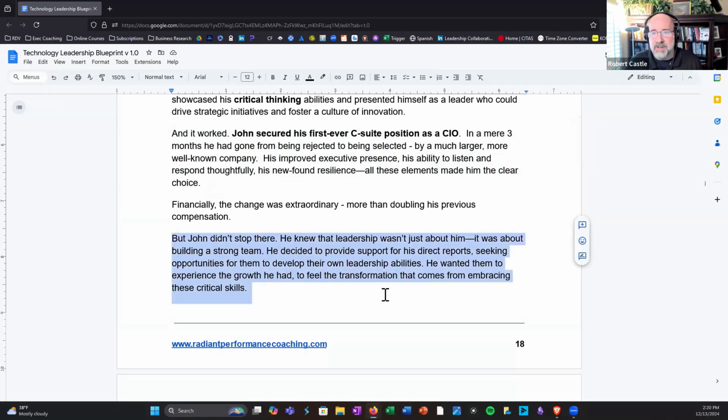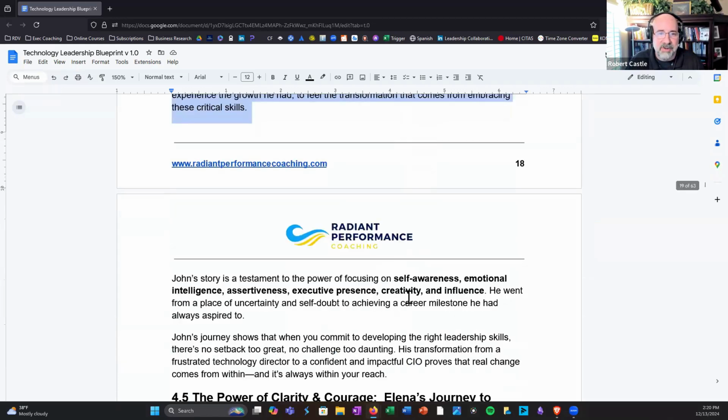He knew that leadership wasn't just about him. It was about building a strong team. He decided to provide support for his direct reports, seeking opportunities for them to develop their own leadership abilities, and he wanted them to experience the growth he had had, to feel the transformation that comes from embracing these critical skills.